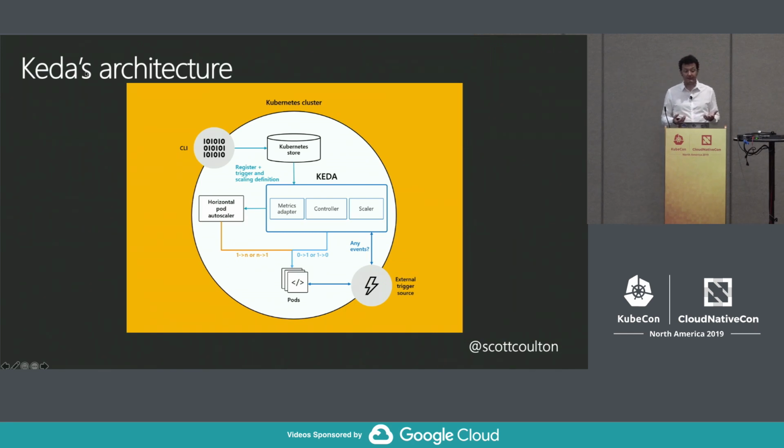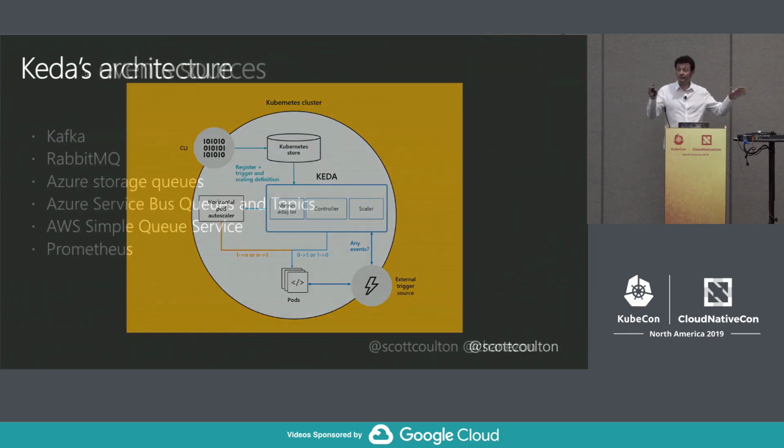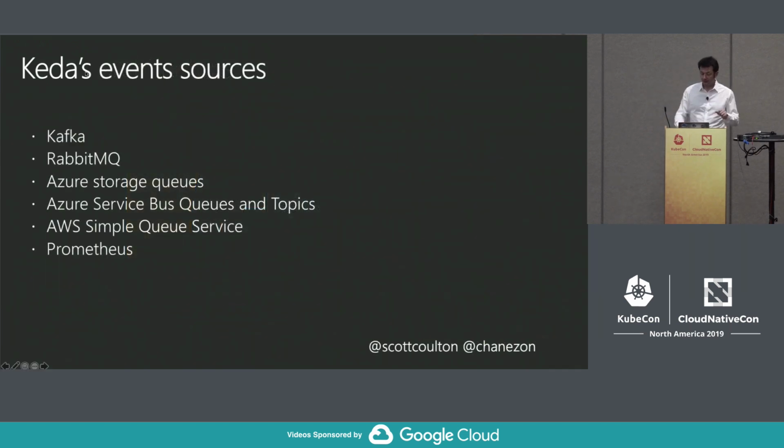So there's a rich library of event sources that KEDA implements out of the box. Things like Kafka, RabbitMQ, Azure Storage Queues, Azure Service Bus Queues, AWS SQS, and Prometheus. And there are constantly new ones being added in the open source project. So you can use that with lots of different types of event sources.